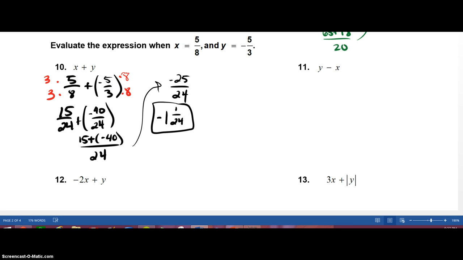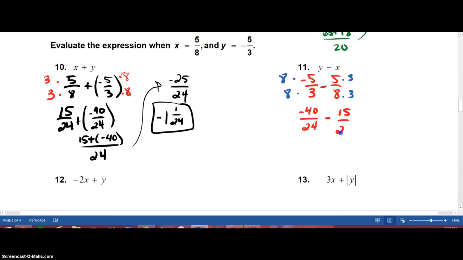Now number 11 is very similar to 10. There's 1 x, 1 y. Now this is a subtraction problem, and we start with y. So y again is still negative 5/3 minus x, which is still, again, 5/8. So we need our common denominator. It is still 24. Nothing's changed there. So my first fraction is going to be multiplied numerator and denominator by 8. Second fraction, the numerator and denominator will be multiplied by 3. So again, my new fraction is going to read negative 40 over 24, and those should look familiar because we did do these in number 10, minus 15 over 24.